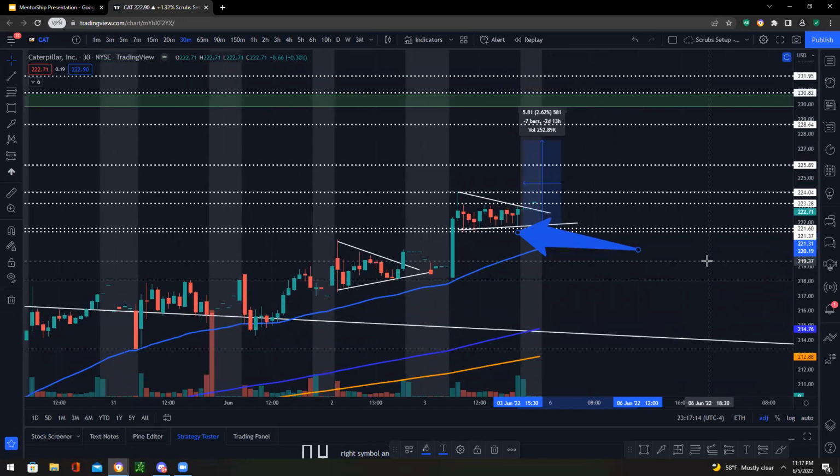And then 219. So same exact thing. Psychological whole numbers really matter, like those $1, $2, $5, 10, 25, 100. That's something you don't want to overlook. Those are always going to be targets.